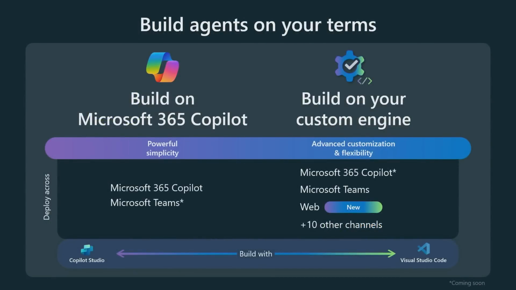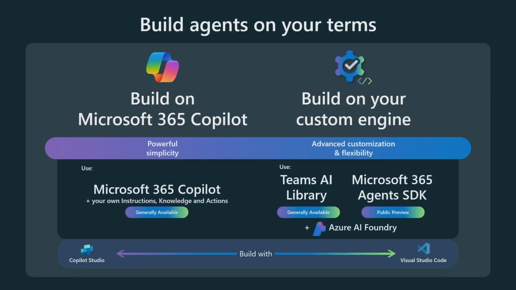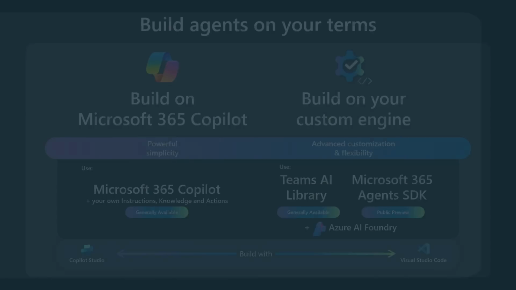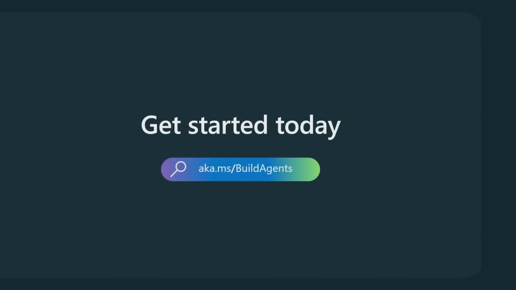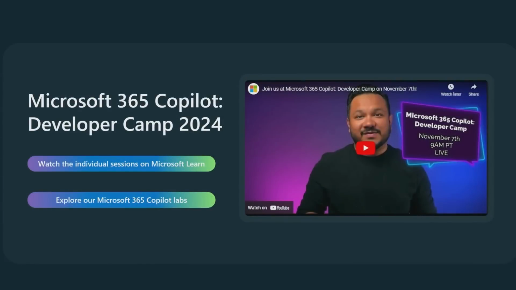Now, we've talked a lot about building agents both on top of Microsoft 365 Copilot and also building on top of your own custom engines, both in Copilot Studio and Visual Studio Code. So your options effectively are to tackle those with Teams AI Library and Agents SDK in custom engine, or continue to build on top of Microsoft 365 Copilot with those declarative agents that Sebastian showed. You can get started today at aka.ms/buildagents. And we have an incredible amount of developer content that our developer advocates team, including Aisha, helped write.